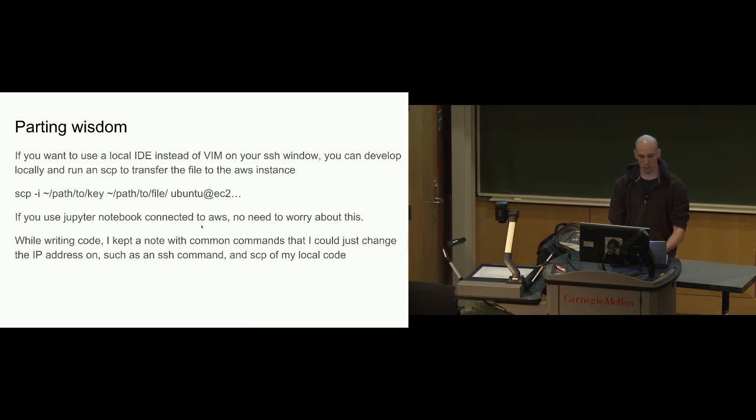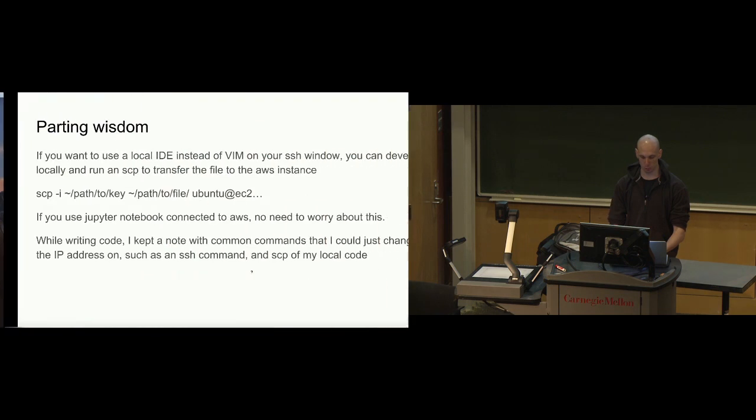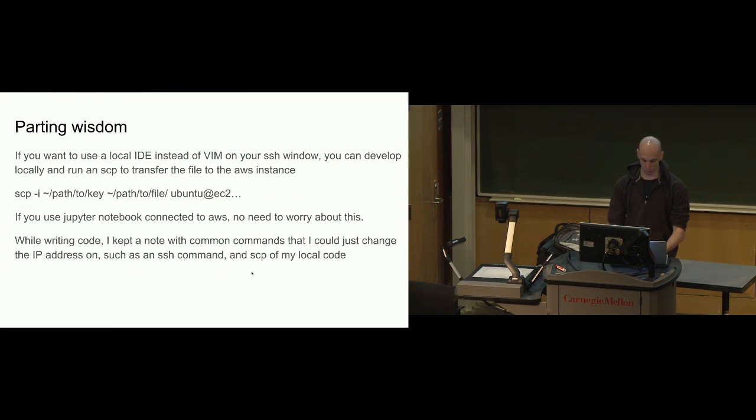There are probably going to be commands that you repeat a lot, so you might want to save an SCP and an SSH command. You remember it had the EC2 address here? This is how you change which instance you're going to. So you could just keep a list of the commands and change this when you want. All right, I think that's all I have.